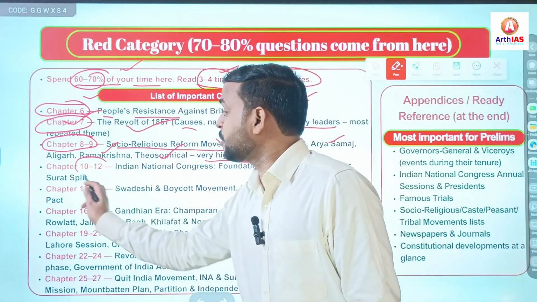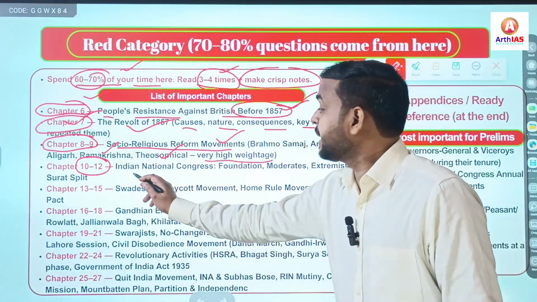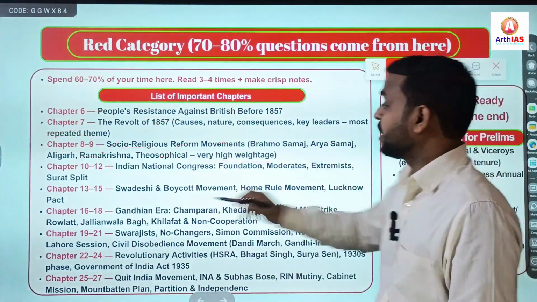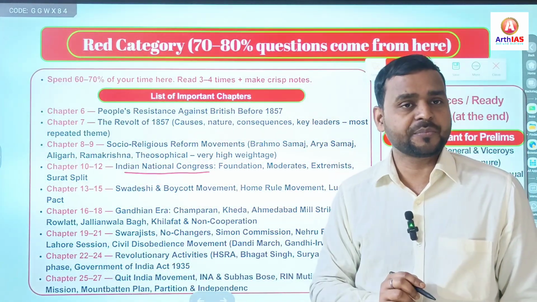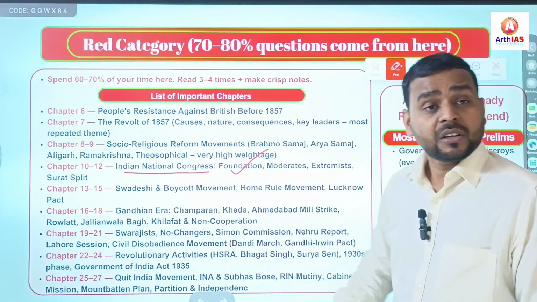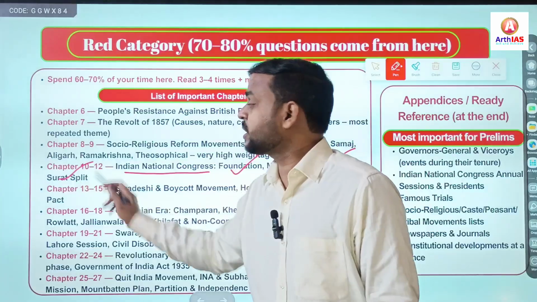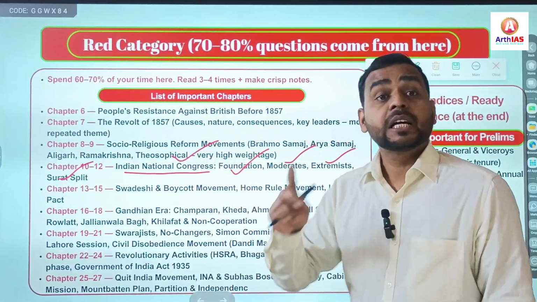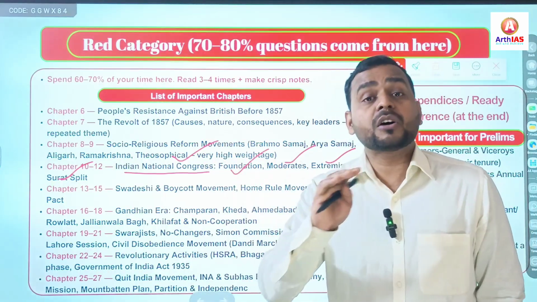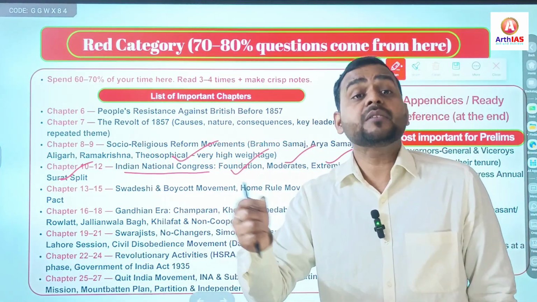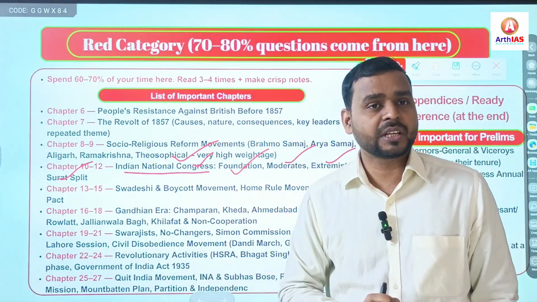Then comes chapter 10 to 12, right? So here Indian National Congress, obviously. Indian National Congress is one of the most important topics from modern Indian history, right? And here foundation of Indian National Congress, moderates, extremists, Surat split. Apart from that, here you will focus on the sessions of Congress, the presidents of Congress, the key terms or any key incident that took place during Indian National Congress sessions. That is very important.